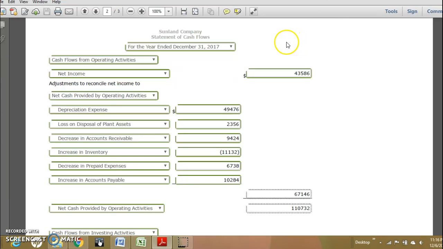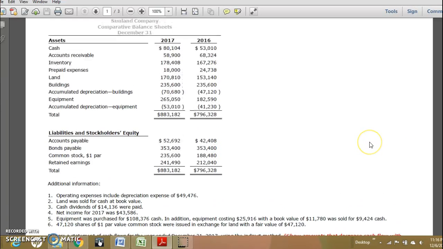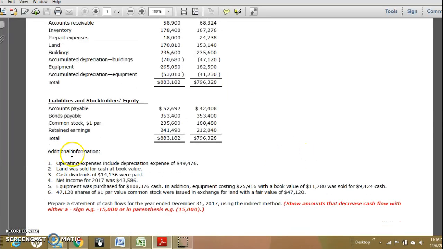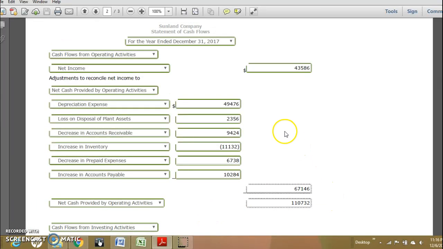Okay, so we're going to be doing a statement of cash flows for Sandland Company. So let's go back up. Here is our information. First of all, we have comparative balance sheets for this company from 2016 and 2017, and also additional information provided to complete the statement of cash flows. So first, on top, we will put our date for the year ended December 31st, 2017. And our first item here is cash flows from operating activities.